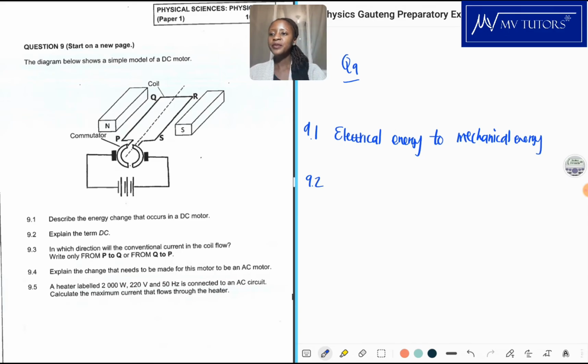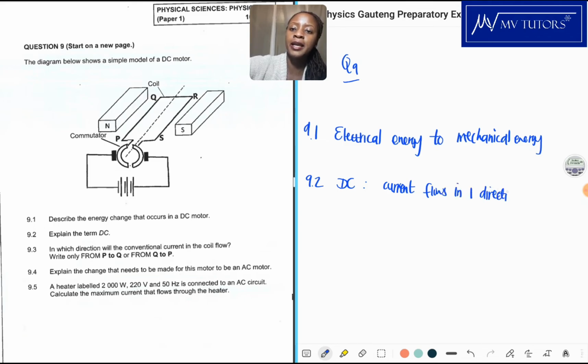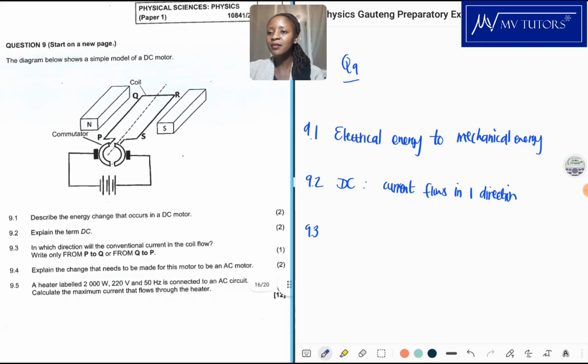Then 9.2, explain the term DC. Well, DC is direct current, right? And direct current basically tells us that our current flows in one direction. It's not like alternating current, which alternates its direction. Obviously, you're going to write it out much better than I did there, but that's a simplified explanation, or definition rather.